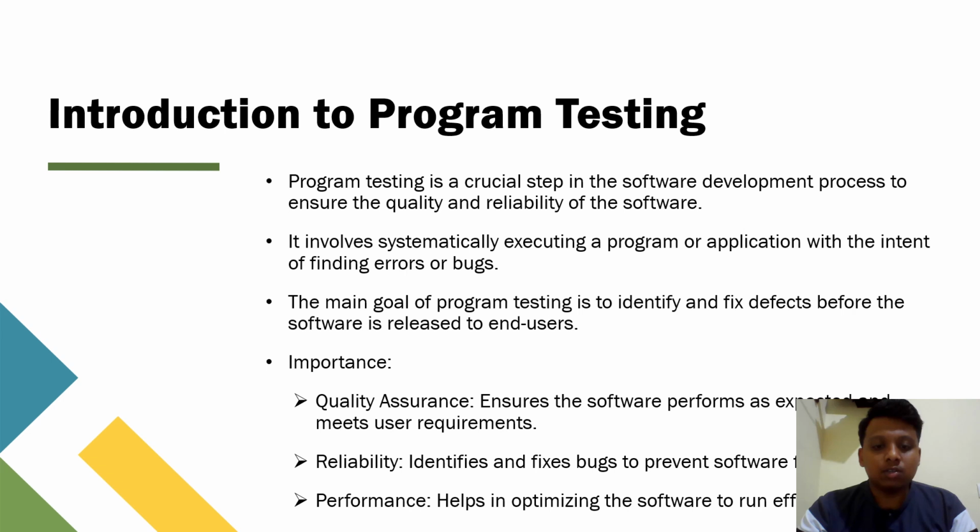Importance: quality assurance, reliability and performance. Quality assurance ensures the software performs as expected and meets the user requirements. Reliability identifies and fixes bugs to prevent software failures. Performance helps to optimize the software and run efficiently.